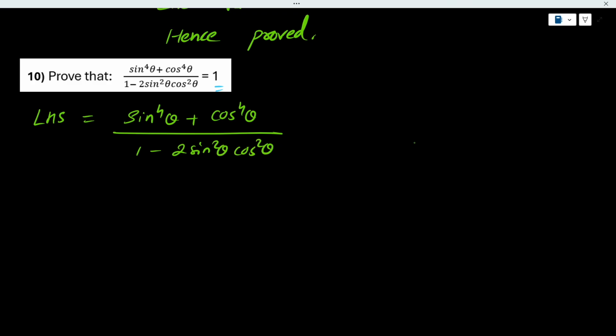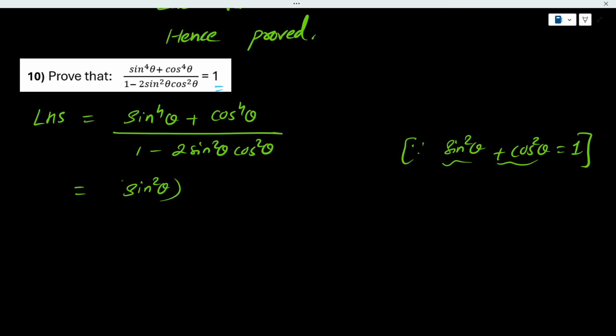Right now, the moment you see sine to the power 4 theta, you remember the identity sine square theta plus cos square theta is 1. So we have to do something so that we get it in the form of sine square theta and cos square theta. So what can we do here? Can I write this as sine square theta whole square plus cos square theta whole square? Now we can use a plus b whole square, right? What is there in the a plus b whole square identity? We have a square plus b square plus 2ab.